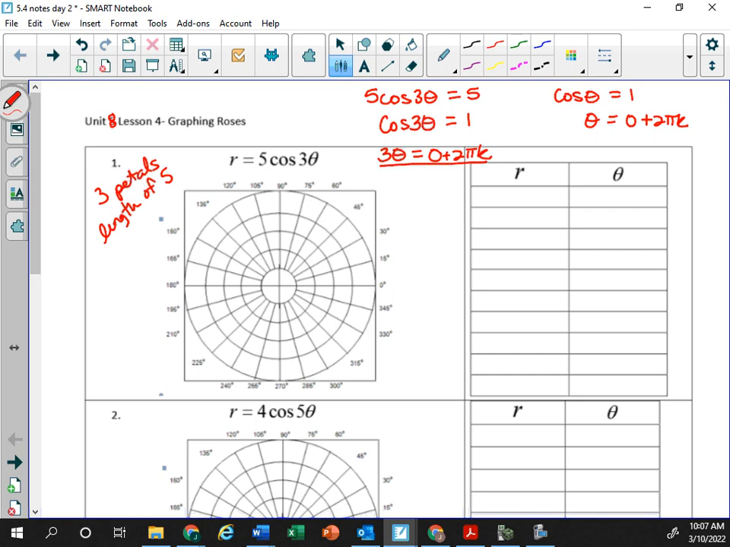Divide by 3. So theta is equal to 0 plus or minus 2 pi k over 3. So my angles, what are they? What's the first one? 0, 2 pi over 3 is the second one. What about the third one? 4 pi over 3. Should I keep going or should that be the end?